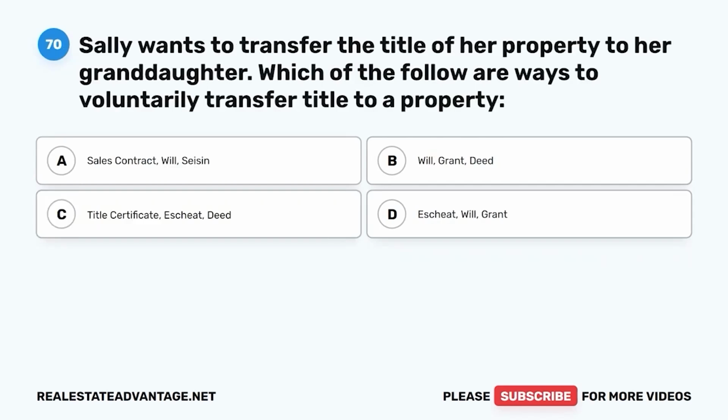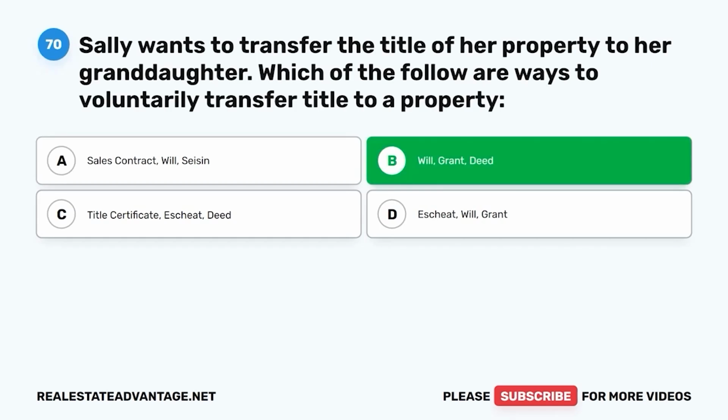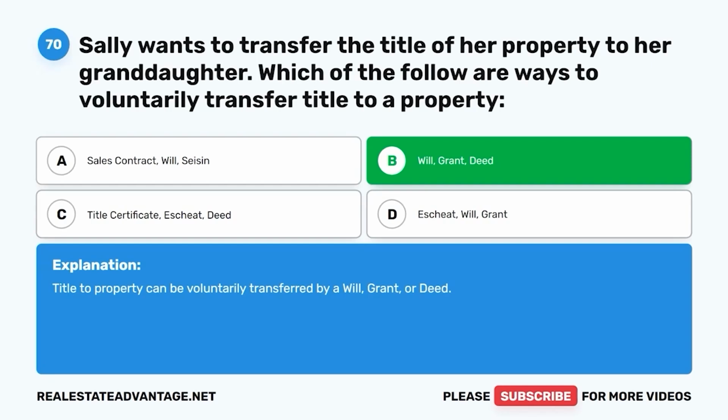Question 70. Sally wants to transfer the title of her property to her granddaughter. Which of the following are ways to voluntarily transfer title to a property? A. Sales contract, will, sazin. B. Will, grant, deed. C. Title certificate, escheat, deed. D. Escheat, will, grant. The correct answer is B. Will, grant, deed. Title to property can be voluntarily transferred by a will, grant, or deed.